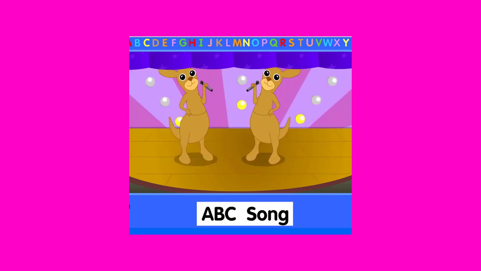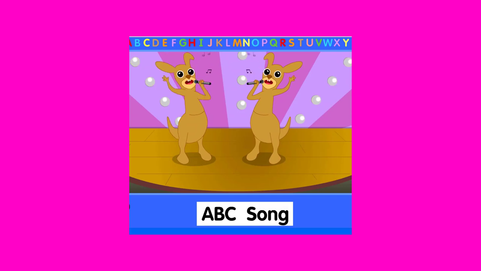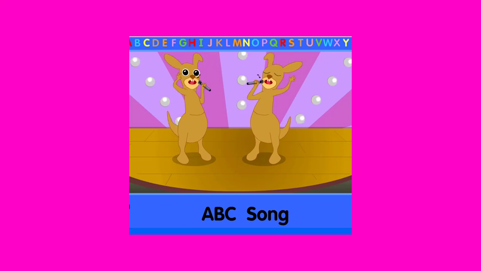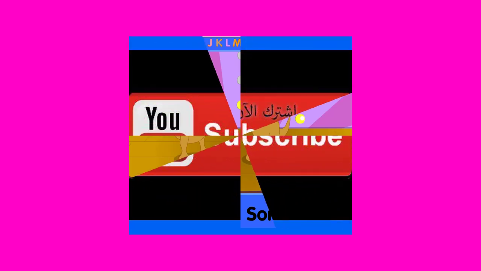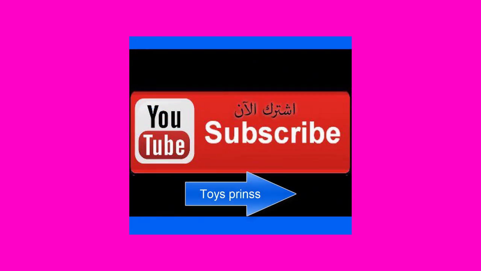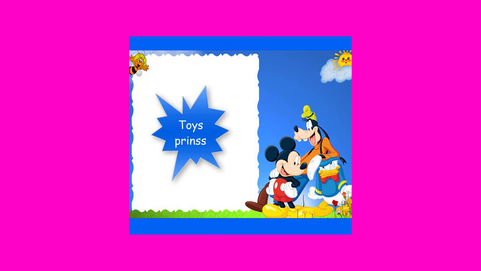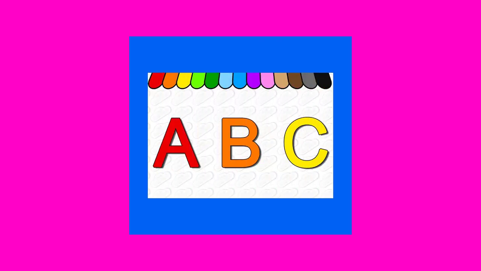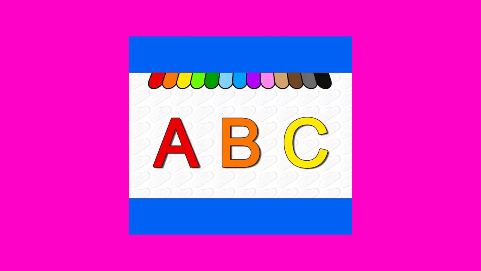ABC song. ABCD. H-I-J-K-L-M-N-O-P, Q-R-S, K L M N O P Q R S T U V, W X Y and Z.